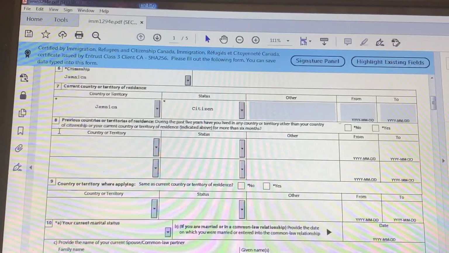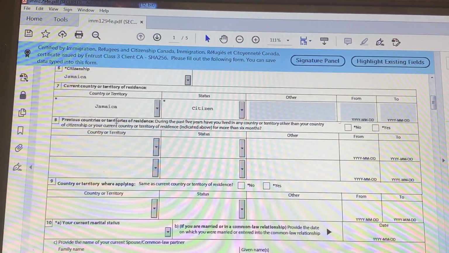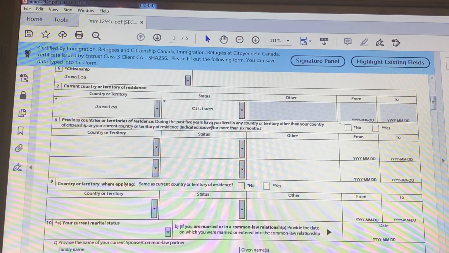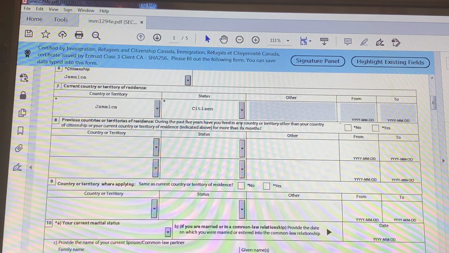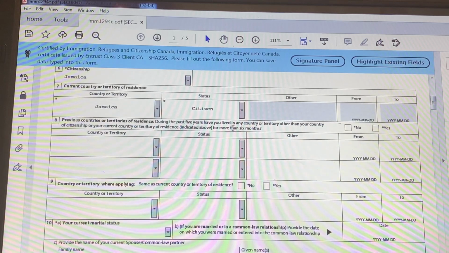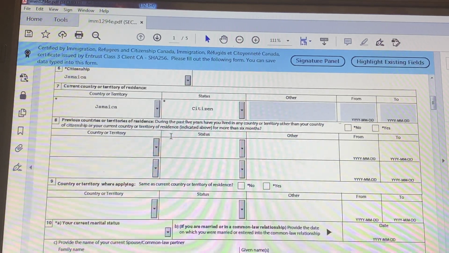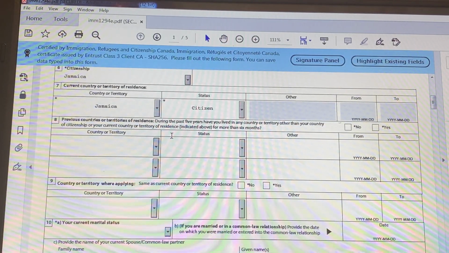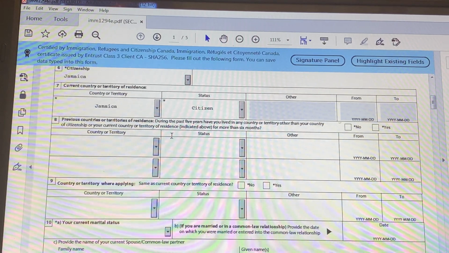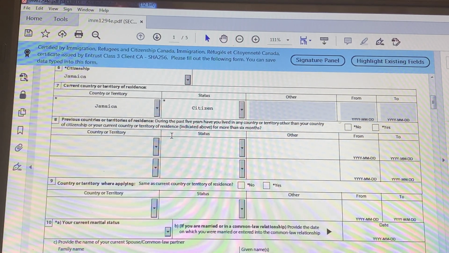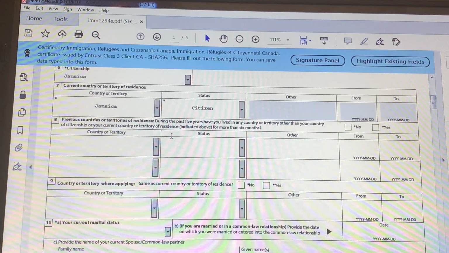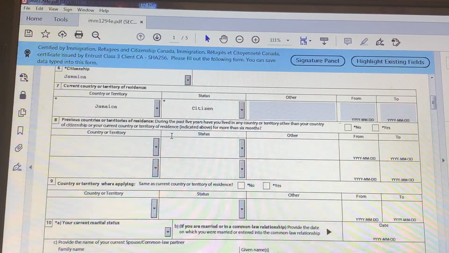Now, number 8 says, previous countries or territories of residence during the past 5 years, and it also explains, have you lived in any country or territory other than your country of citizenship or your current country of residence for longer than 6 months in the past 5 years? So if you have lived somewhere outside of your own country or outside of the country where you are currently applying from for longer than 6 months within the past 5 years, you have to select yes right here, and you have to put the details right there.